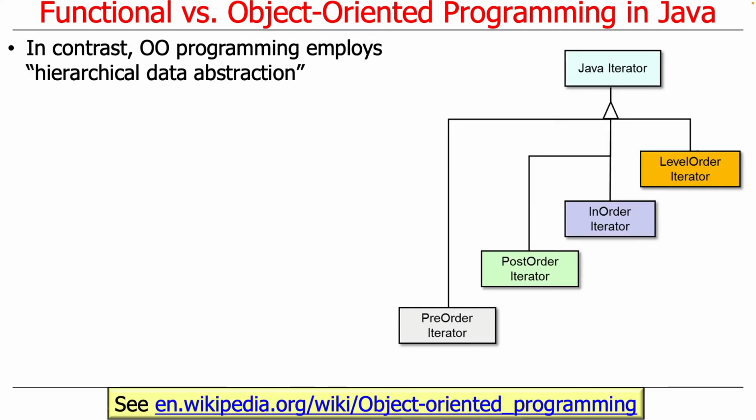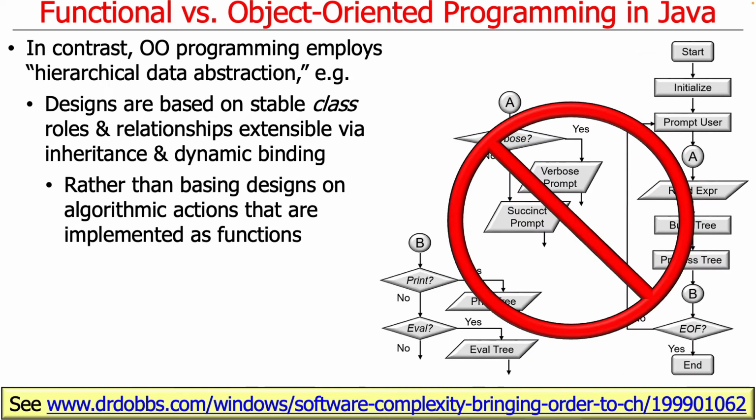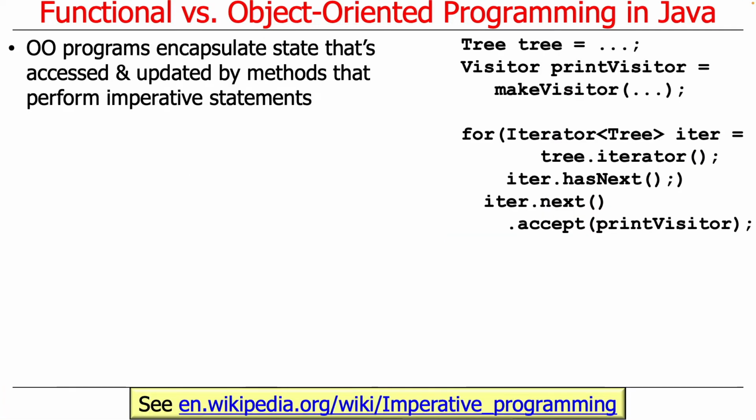In contrast, object-oriented programming employs what we often refer to as hierarchical data abstraction. In an object-oriented program, the overall design approach is based on stable class roles and relationships that can be extended using inheritance and dynamic binding. In contrast, functional-based approaches typically base designs on algorithmic actions that are implemented as functions. Object-oriented programs encapsulate state that's accessed and updated by methods performing so-called imperative statements.